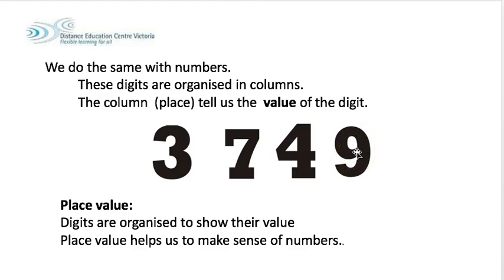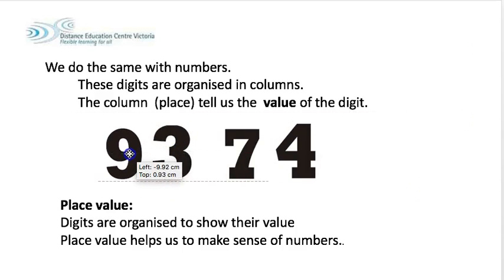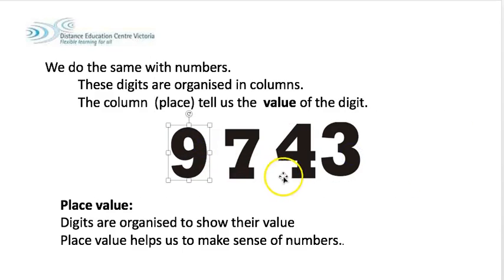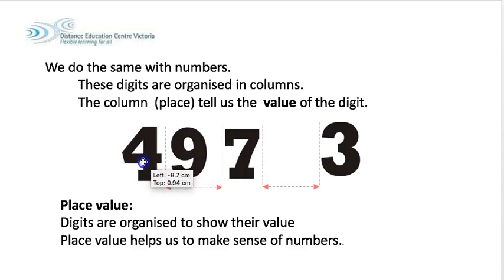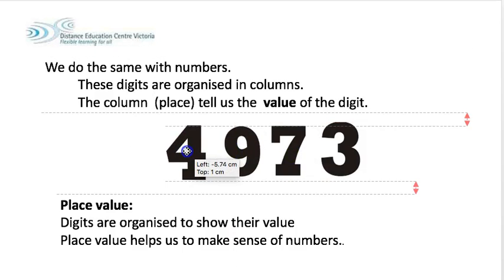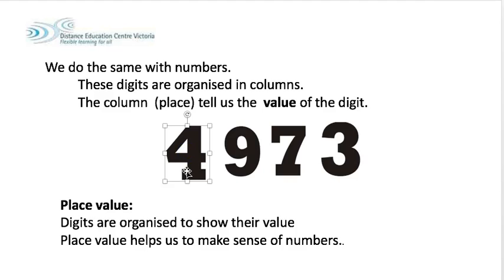Now, if I was to take that 9, move it over here, and take that 3 and move it over there, I have a different number. The 3 is now in the ones column, and the 9 is worth 1,000 times more at 9,000 in the thousands column. Let's rearrange this number again. And we've changed the values by putting the numbers in different columns. The 4 has a value of 1,000. The 9 has a value of 100. The 7 has a value of 10 and 3 has a value of 1s.